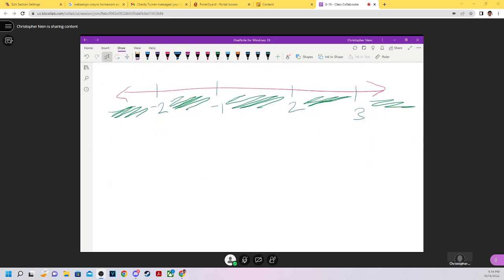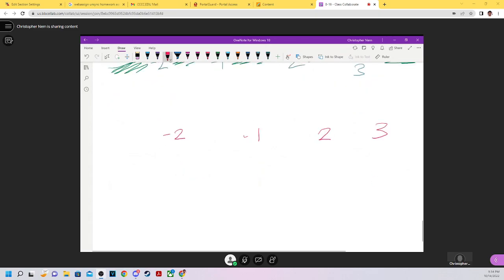Well, in particular, let's make a table, similar to how we did our rational functions. Let's start off with negative 2. Then we'll go to negative 1, and then we'll do 2, and then we'll do 3. This is our CPs.